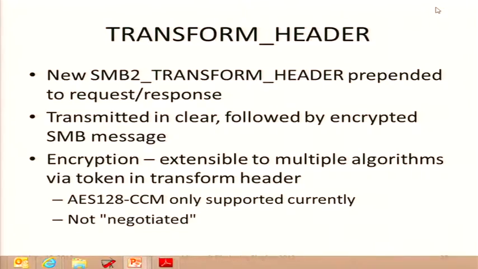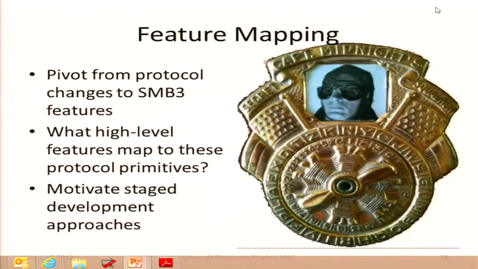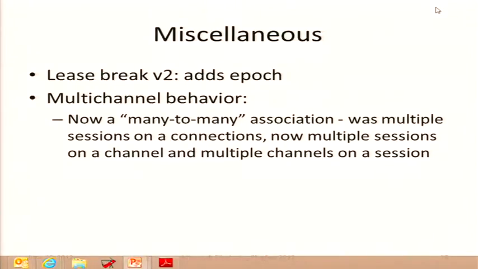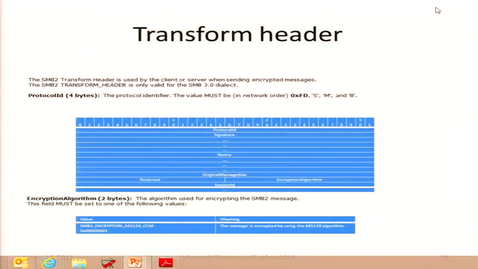It's strictly speaking not negotiated. There's a token, a little number that appears in the field, right? 0x001, which goes in there in the encryption algorithm down here, that short word. But it's not strictly negotiated. I'd call it advertised rather than negotiated currently. But we may add new encryption flavors in the future.